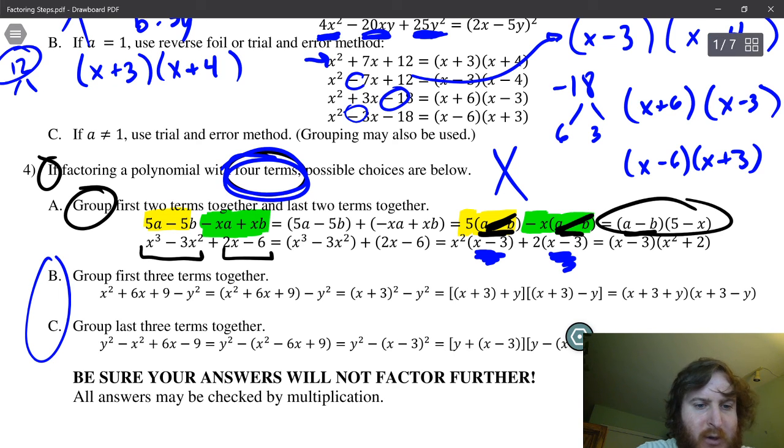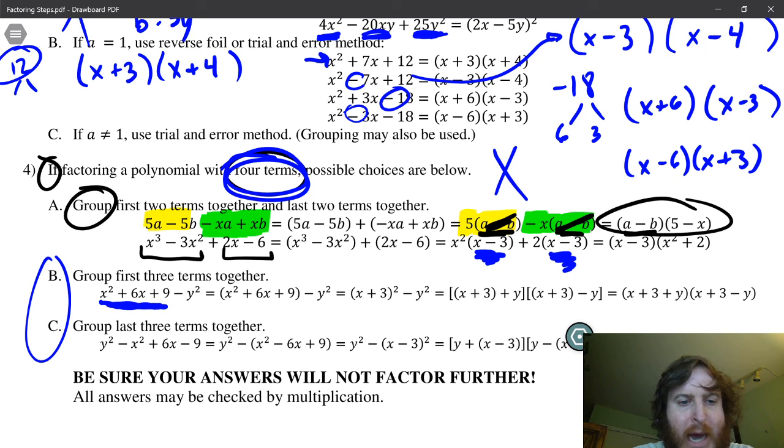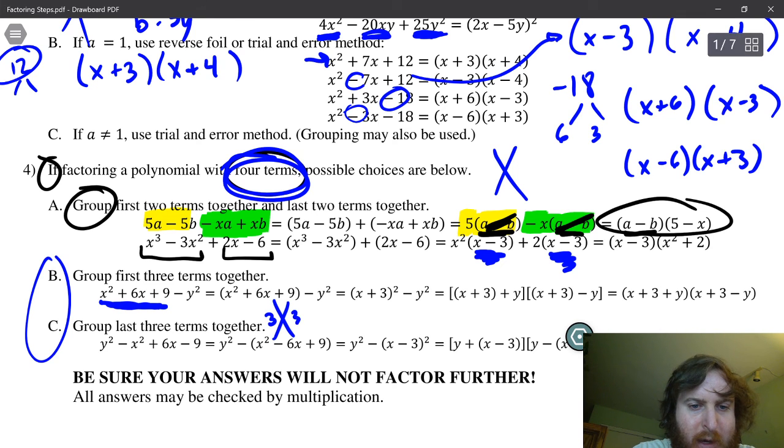You'll notice this says the first 3 and this one says the last 3. So basically what we're looking for is, hey, wait, is there anything that actually would have an x method? And so if we look at x squared plus 6x plus 9, we can do x method with that. And what's going to happen is when we do x method, we actually get the 3 in the 3 case, right? So it becomes x plus 3 squared.